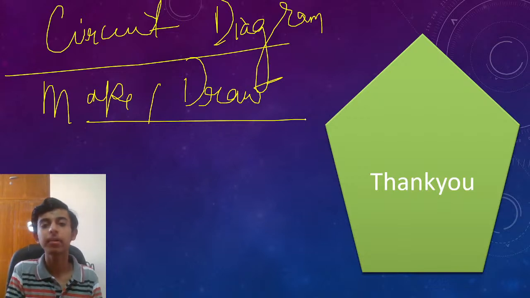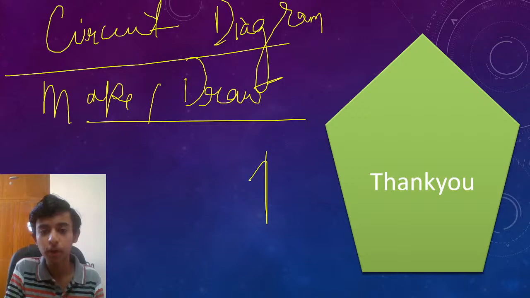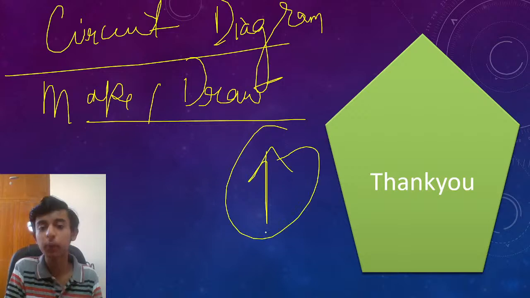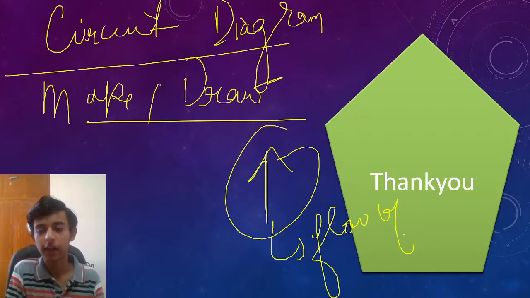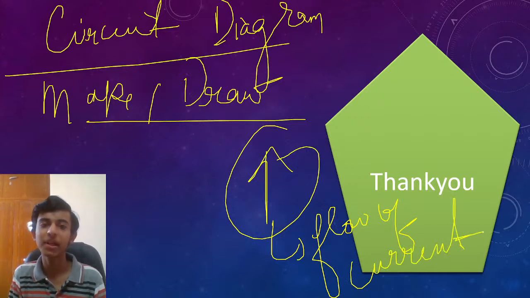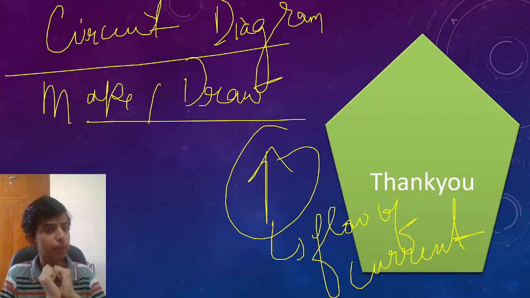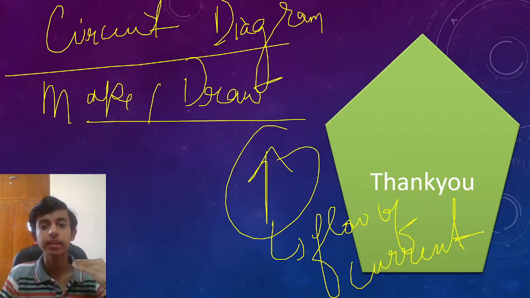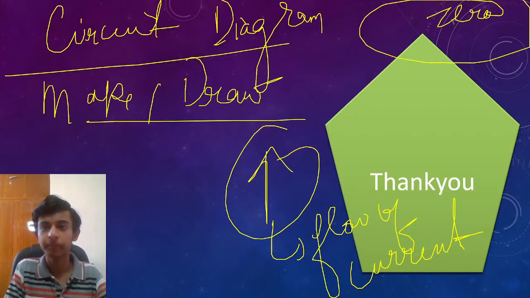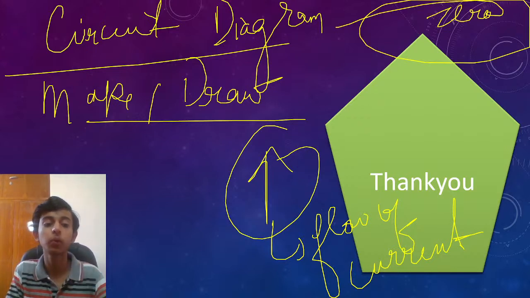And how do you draw? I have told you, remember, a common mistake that children make is they do not draw this arrow. This arrow indicates flow of current, and in one of the exams, I would tell you, a student did not mention this arrow. His circuit diagram was perfect, but he forgot to mention this arrow, and do you know what happened with him? He got 0 marks, because this arrow was missing, which indicated the flow of current.